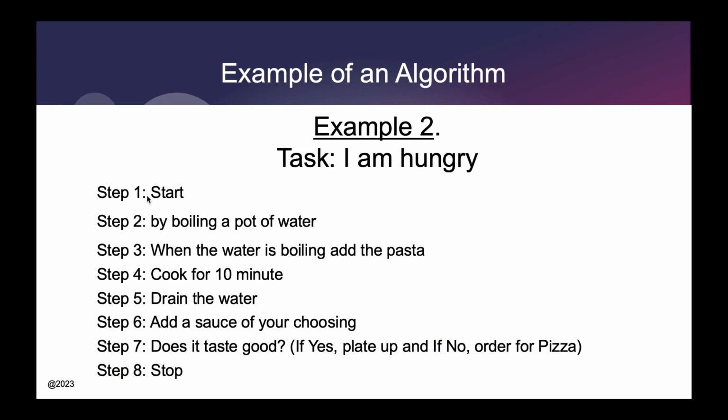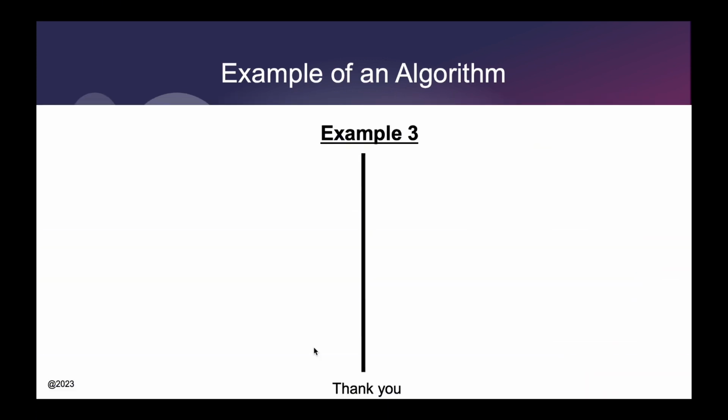So now let's come to where the selection is. Now when we come here, step 7, that is where what? Selection is. So in this, does it taste good? You ask a question. So if yes, then I have to plate up or I have to eat. But if no, then I'll order for pizza. Okay. We don't have the loop yet here, but when we go forward, I'll give you the example of the loop in algorithm writing.